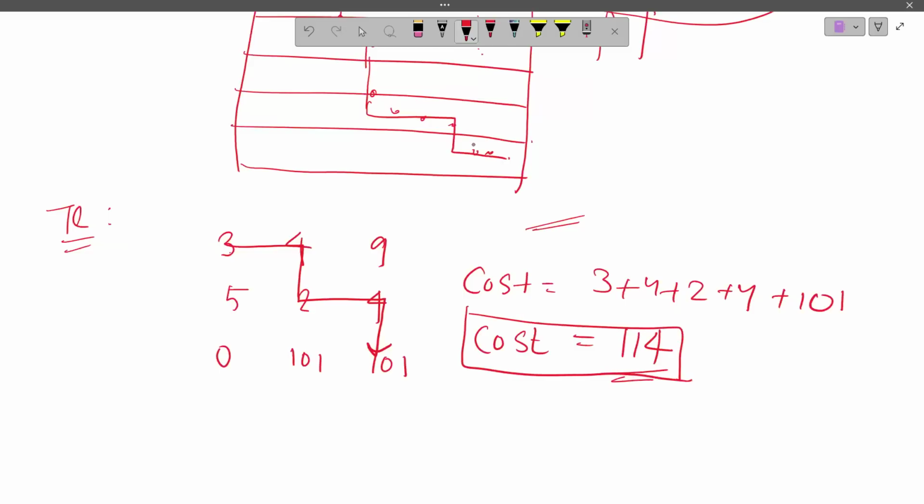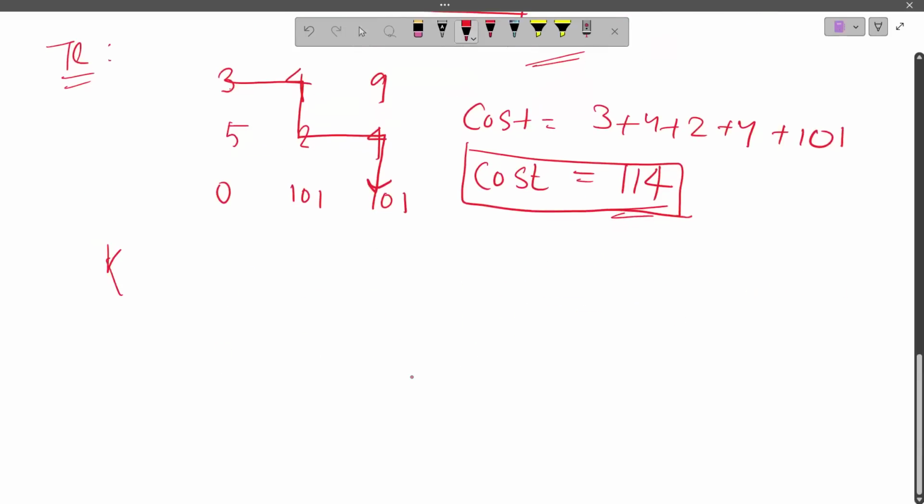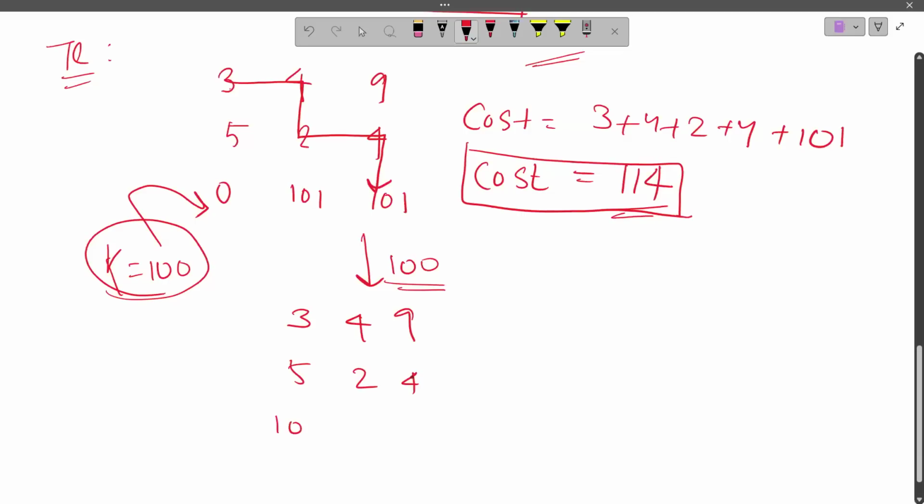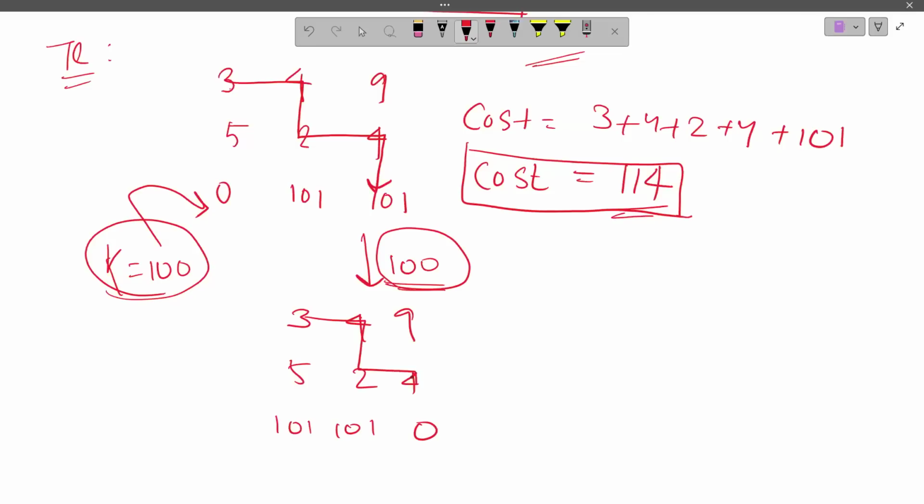So what should I do? Let's try making a cyclic shift. The value of k given in this problem is 100, so the cost of one cyclic shift is 100. Why not cyclic shift the last array? If I make one operation with a cost of 100, then my array becomes 349, 524, 101, 101, 0, right? This is actually a great situation. You paid a cost of 100, but now you get this cheap path, and the cost of this cheap path is 3 plus 4 plus 2 plus 4, which is 13. So that means the total cost.